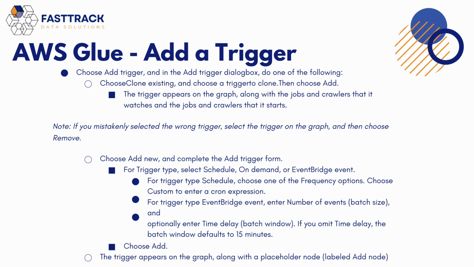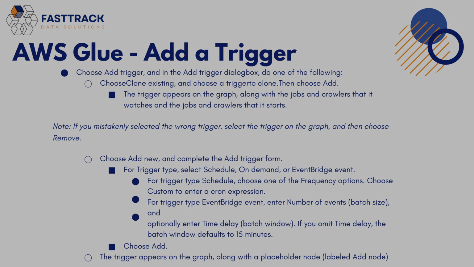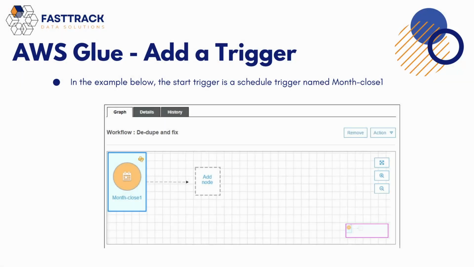Select a trigger type: Schedule, On demand, or EventBridge event. For schedule, choose a frequency or use custom to enter a cron expression. For EventBridge, set the number of events and an optional time delay, which defaults to 15 minutes. Choose Add. The trigger appears on the graph with a placeholder Add node. In the example below, the start trigger is a schedule trigger named month close 1.